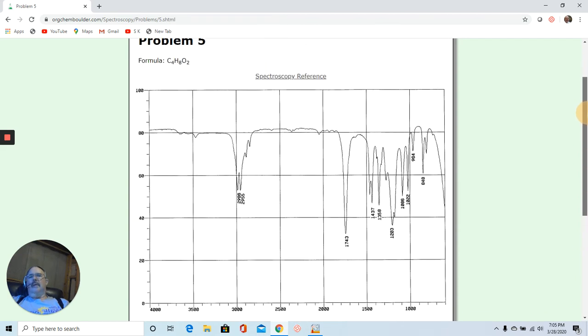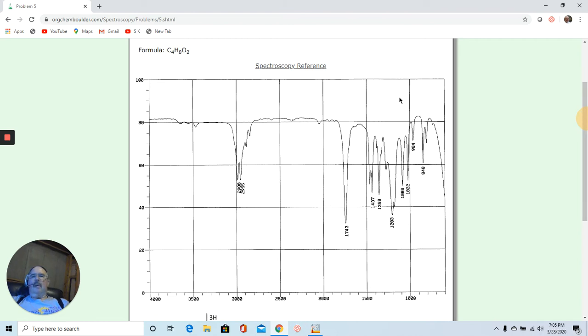Okay, this is one that looks like 1 unit of unsaturation, C4H8O. We do have a carbonyl. Because the carbonyl absorption is a little higher than usual, ketones are usually 1710, 1720, and this is 1743, that would imply that it might be an ester. And that's consistent here with the two oxygens.